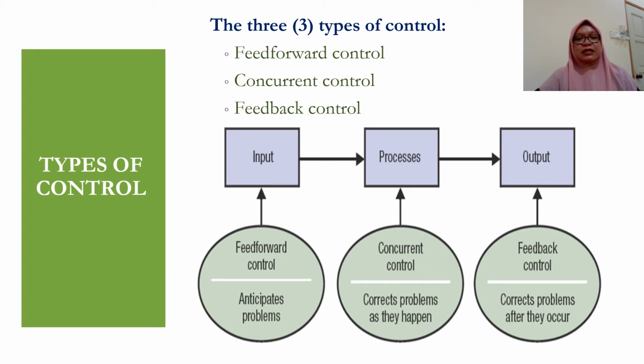And the last one is feedback control. Feedback control is when the controlling process happens at the output level. Output means the product is already finished. You already finished baking the cake. Feedback control is when we correct problems after they occur. After you bake the cake, you take it out from the oven, you rest it, and then after that you cut it and taste it.